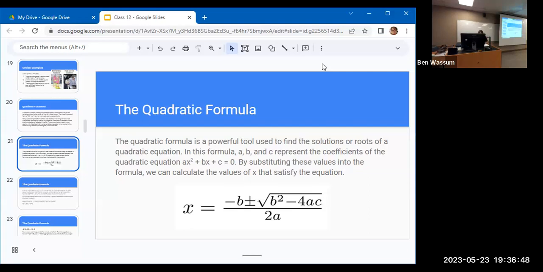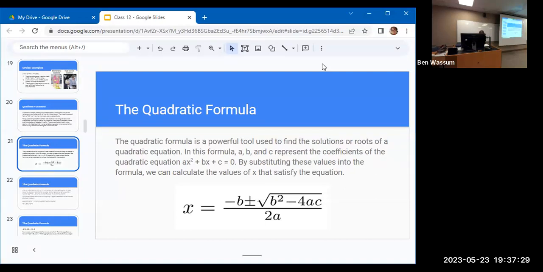Good enough. So the quadratic formula is a powerful tool used to find the solutions, or roots, as they're often called, of a quadratic equation. So by substituting A, B, and C from the formula into this thing, we can figure out what values of X make it correct. Now, an important thing to note is that since something has an X squared, the implication would be that it has at least two answers.